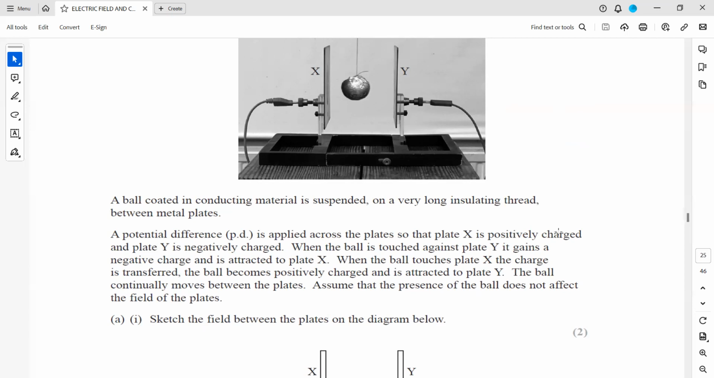When the ball touches plate Y, it gains a negative charge. Because Y was negative, the ball now becomes negative. Then because like charges repel each other, it will be repelled and attracted towards the positive plate. When it reaches there, all the negative charge is removed and it gets a positive charge. Again, like charges repel because X is positive, so it moves to the other side. It vibrates to and fro. When the ball touches plate X, the charge is transferred, the ball becomes positive, and it will vibrate.